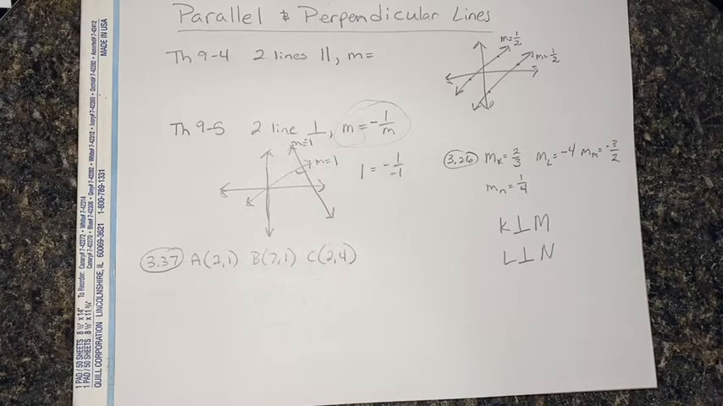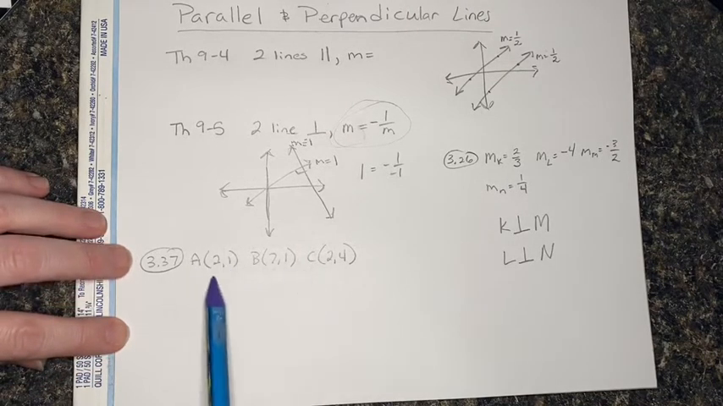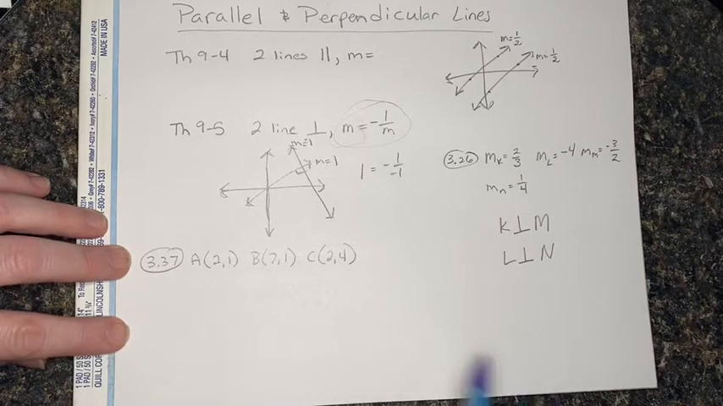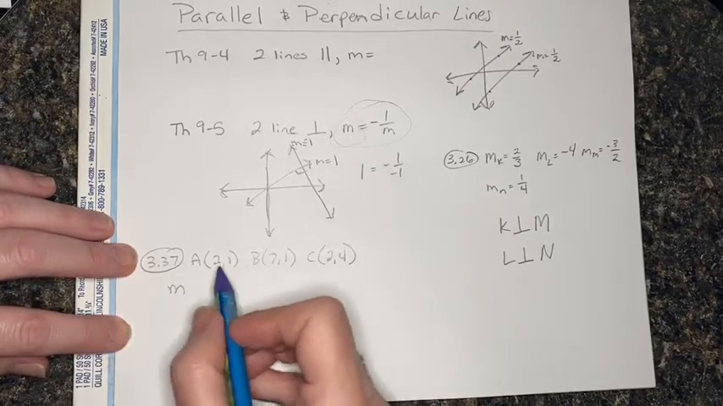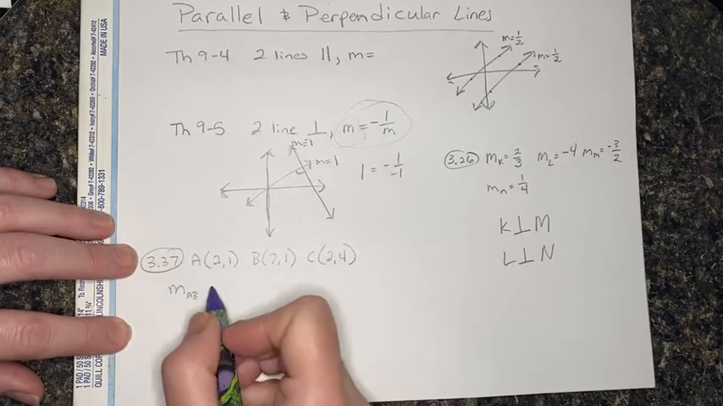I'd like to take a look at one more problem in this, talking about parallel and perpendicular lines before we move on to equations, and that's problem number 37. Now, 37 gives us the points of A, B, and C at the respective locations, and they want to know, do these following coordinates form right triangles, yes or no? To find that out, we need to find the slope of each of these sides of the triangle, right? So we're going to start with the slope of AB.